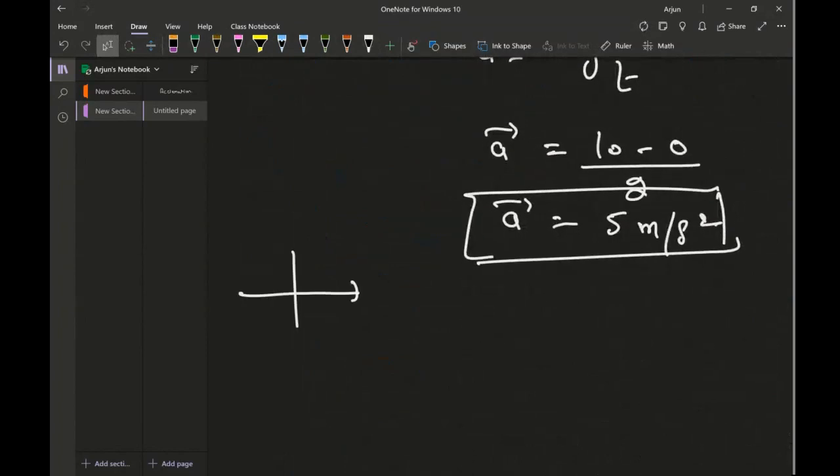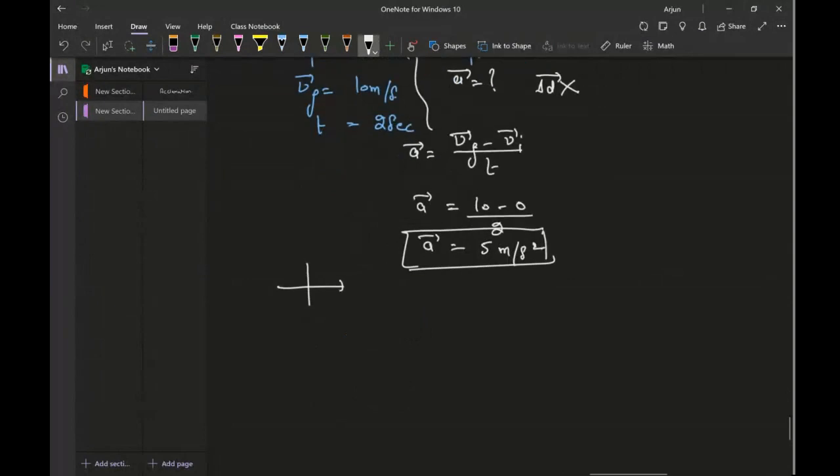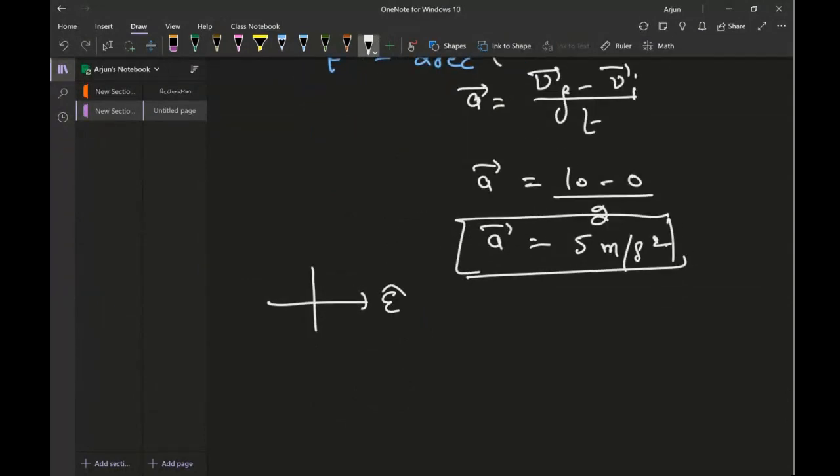One more time, if the object is moving in the east direction, oops, my apologies, guys. If the object is moving in the east direction, this is positive. If it is moving north, positive. If it is moving west, it is negative. If it is moving south, this is negative. That's how we can take the direction.